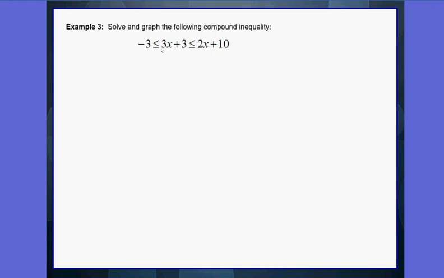Let's try one more together. First I have to find the two inequality symbols. And if they pretend to be cookies out of an Oreo, the frosting's in between. And again, follow the same rules. The frosting's going to pull apart and attach to both sides. So I have -3 is less than or equal to 3x plus 3. But 3x plus 3 has to be less than or equal to 2x plus 10.